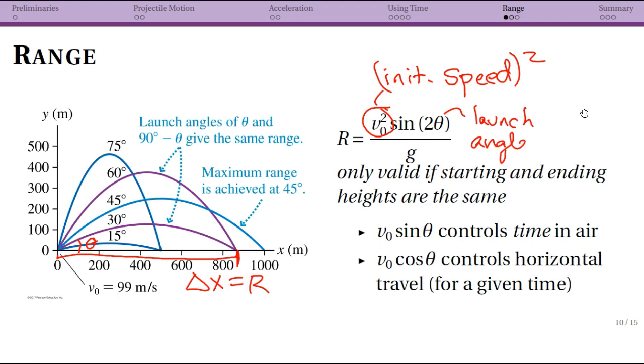And normally you're not going to see equations that involve, say, 2 theta in this class. It's normally just theta. That's actually coming from a trig identity. So again, that's why we're going through the derivation. And on the bottom, you see gravity.